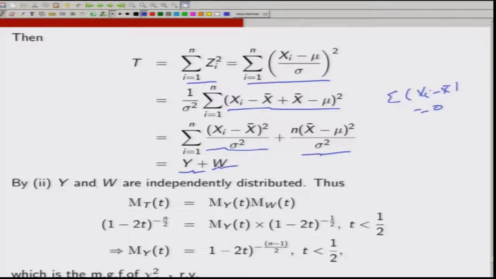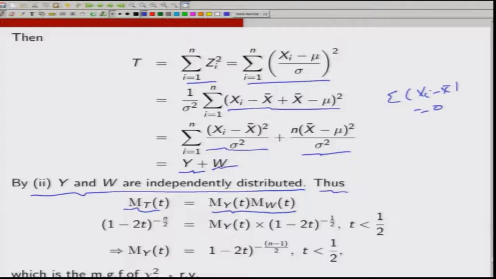But we know that y is a function of the xi's and w is a function of x bar, so these two are independent. So that means y and w are independent. So by 2, y and w are independently distributed. Thus, the moment generating function of t would be the same as the moment generating function of y plus w, but y and w are independent. So the moment generating function of y plus w would be nothing but the product of their moment generating functions, which is M_y(t) into M_w(t).